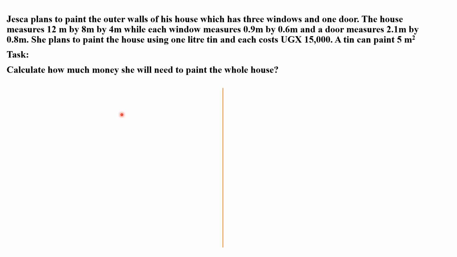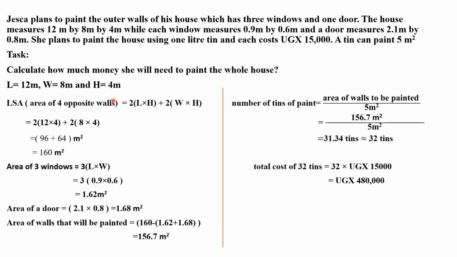So we say that length is 12, width is 8, and then height is 4. And you need to say that when we are painting the house, we paint the opposite walls. But remember the floor or the base of the house is length and width. And the base or the floor is the same as the ceiling in size.